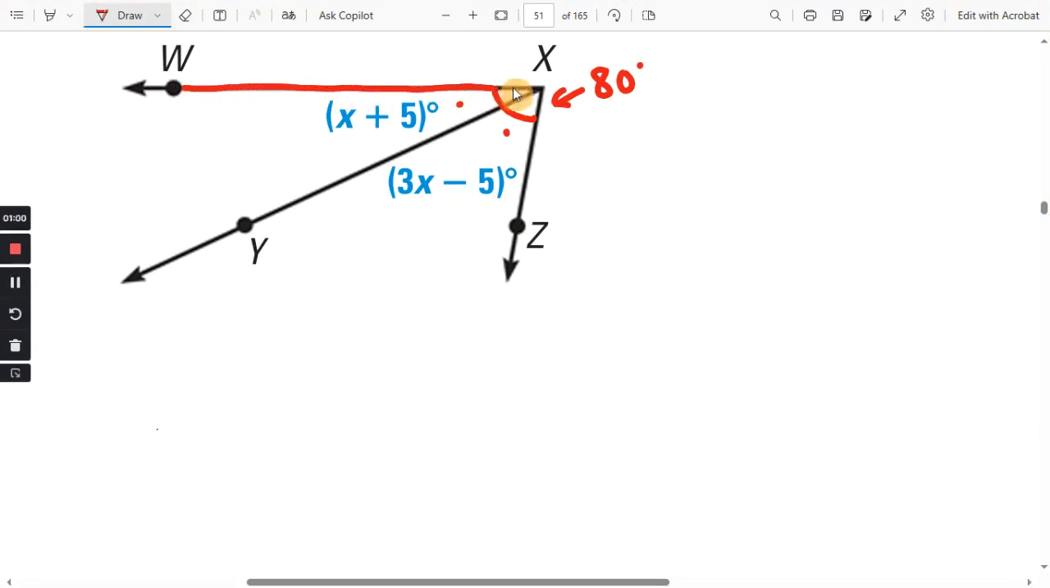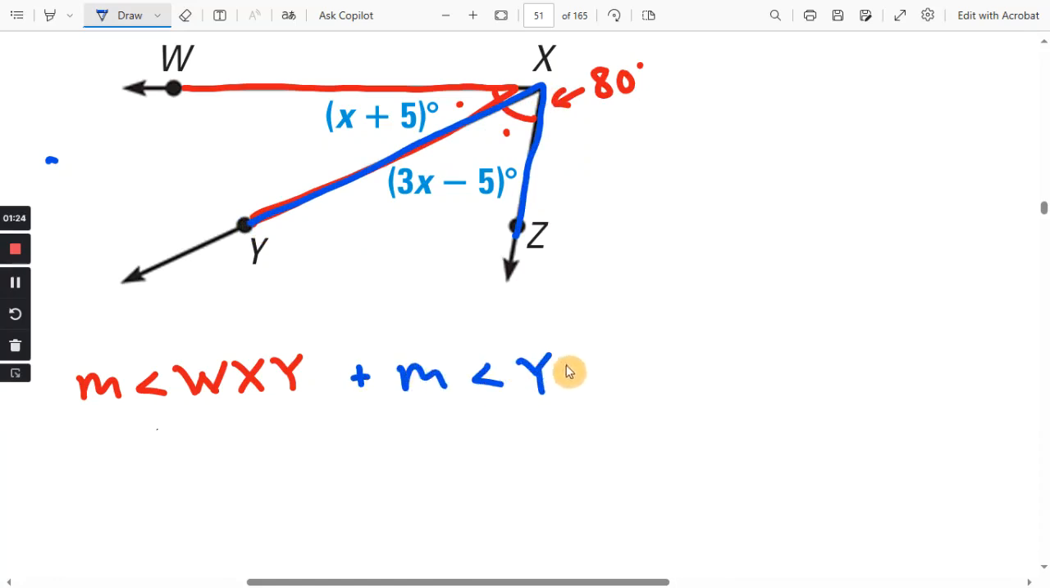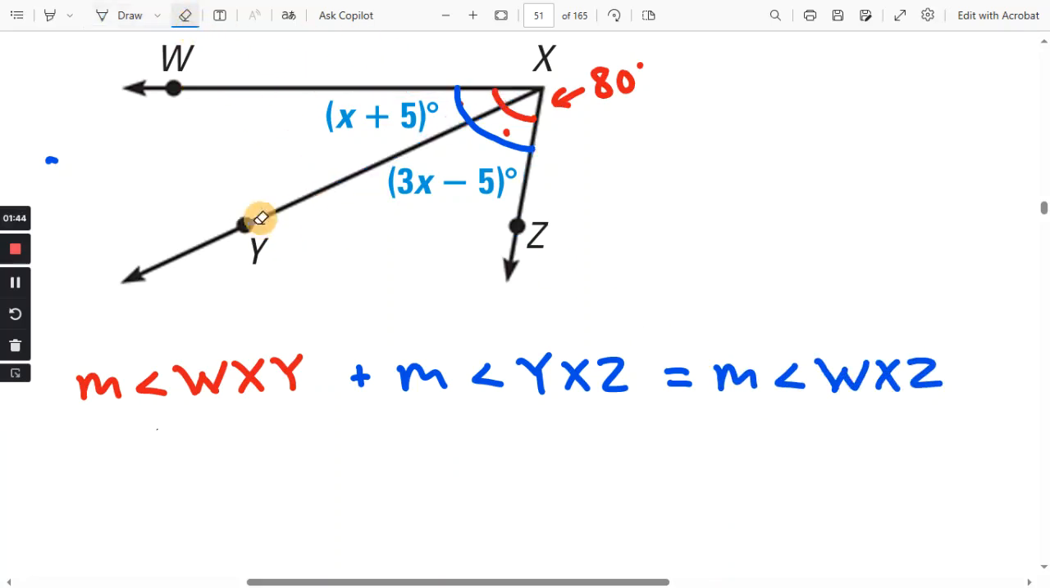This angle here is WXY. So first we have the measure of angle WXY. And this angle here, I'll do it in a different color. This angle here is going to be YXZ, the one right here. So that's going to be plus the measure of angle YXZ. And combined, they are going to equal the whole thing. So it's going to be WXZ. All right. I'm not going to require you to do that every time, but it's good to know. In some cases, you may need it.